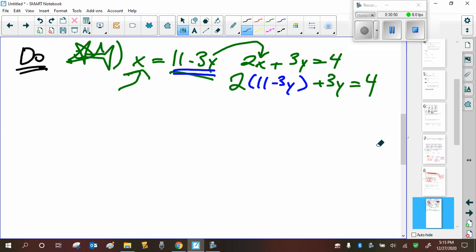Okay, I'll pick a story for you today. Next up is to distribute. You get 22 subtract 6y plus 3y equals 4. I'm not going to tell you the next step. Go ahead and do the next step. I'll give you 1 minute.